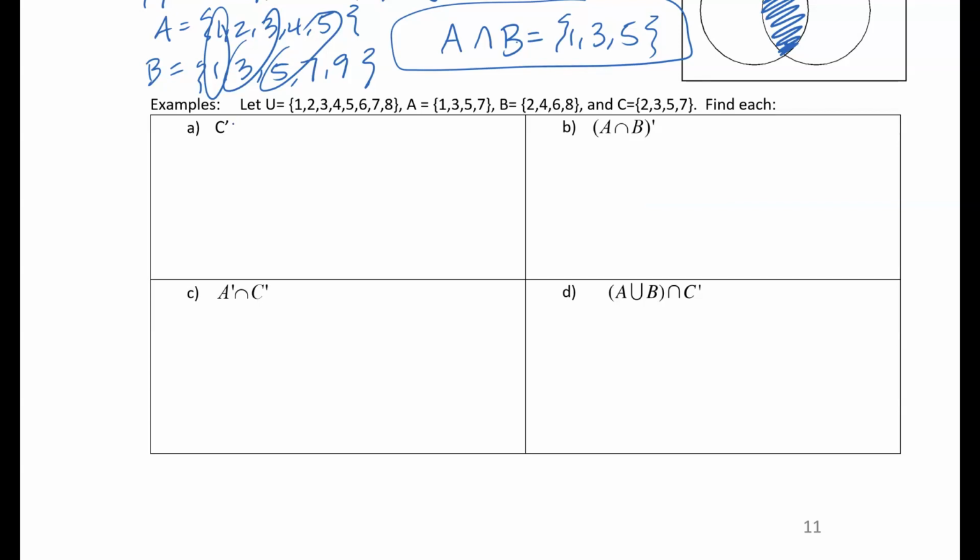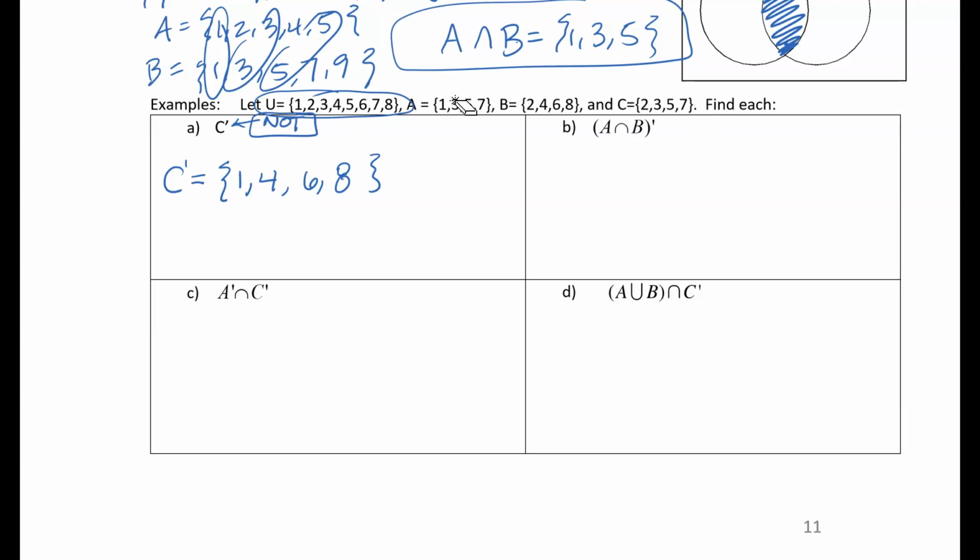So remember that this apostrophe, think of this as not. It's called the complement of C, but just think of the word not. So this means the set of everything not in C. So if the set C has 2, 3, 5, and 7, then you need to look at set U, the universal set, and ask yourself, what is not in C? So if C is 2, 3, 5, and 7, then the other numbers, 1, 4, 6, and 8, are going to be in the complement.